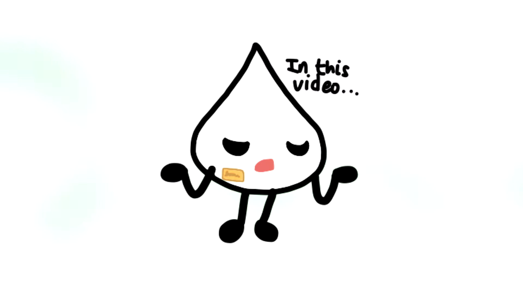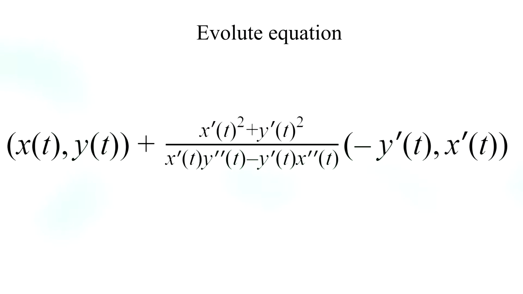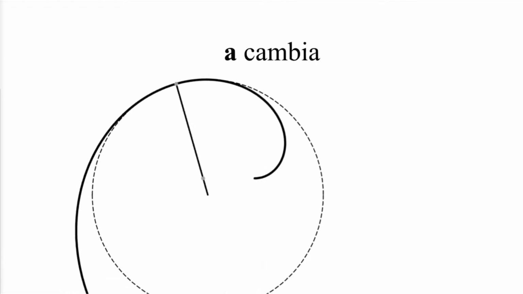Oi, Sugarlump here, and in this episode, we will locate the PF of any parametric curve that exists out there. Last video, I related the evolute equation to the formation of these things called osculating circles, and included 3 visual examples of it in the episode. But there's one small issue.